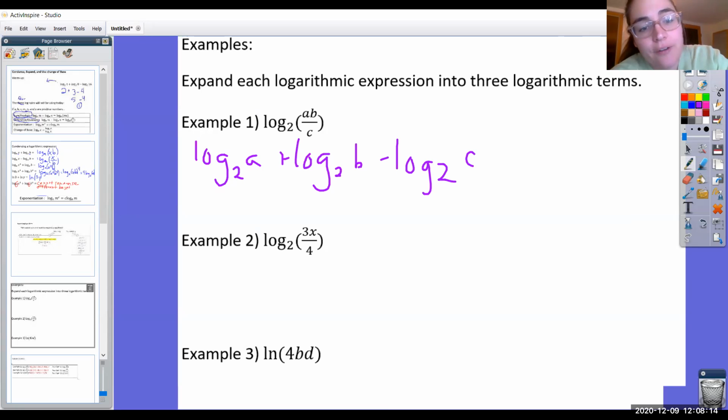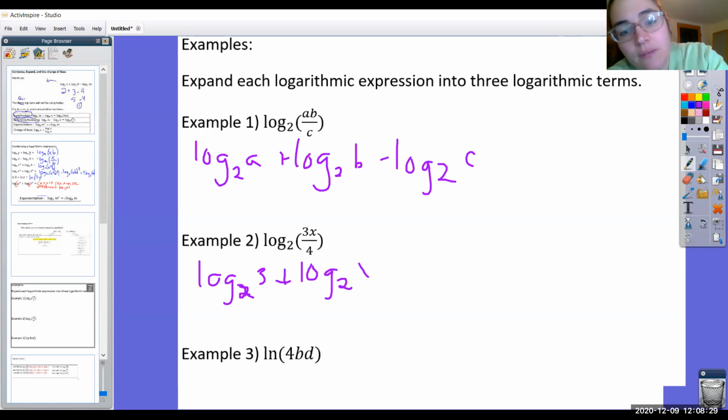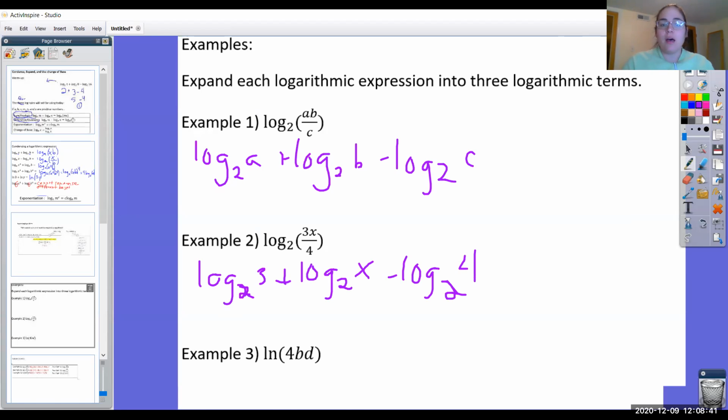Example 2, very similar, and feel free to pause it and try on your own before I go over it. So log base 2 of 3 plus log base 2 of 7x minus log base 2 of 4, which honestly you could rewrite as 2 because log base 2 of 4 is 2, but the objective is to learn how to expand, so we can just stick with that for now. And lastly, natural log of 4bd, we can split that up into ln of 4 plus ln of b plus ln of d.